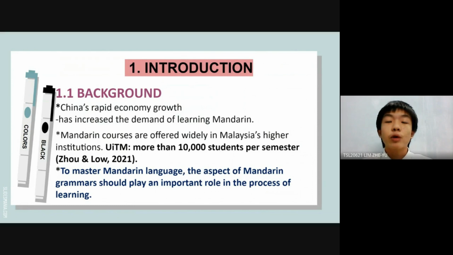China's rapid economic growth has increased the demand of learning Mandarin globally. Mandarin courses for non-native speakers are offered widely in Malaysia's higher institutions. For example, University Technology Mara (UITM) has more than 10,000 students per semester according to Joanne Low, 2021. To master Mandarin language, the aspect of Mandarin grammars should play an important role in the process of learning.